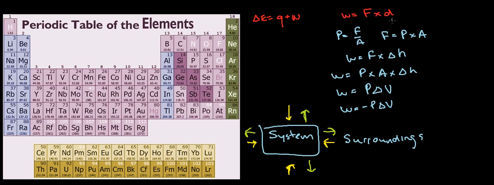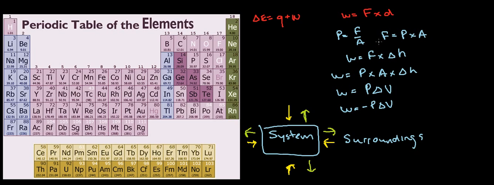Work is equal to force times distance. Pressure is equal to force over area. Force is therefore equal to pressure times area. Work is equal to force times delta H. This is another way of thinking of force times distance: force times change in height.